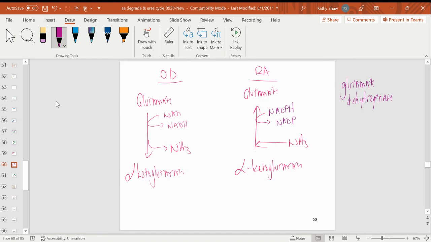No, they're not. To be a reversible reaction, everything's got to be the same. If I change one thing, that makes it a different reaction. So look at the one thing I changed. I have in oxidative deamination NAD going to NADH. In reductive amination, I have NADPH going to NADP.